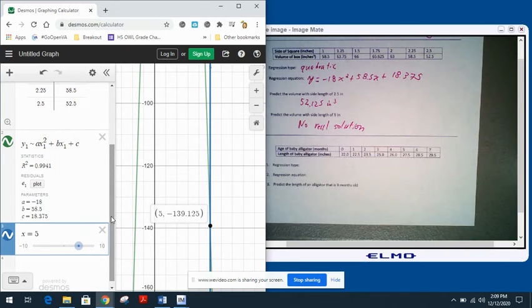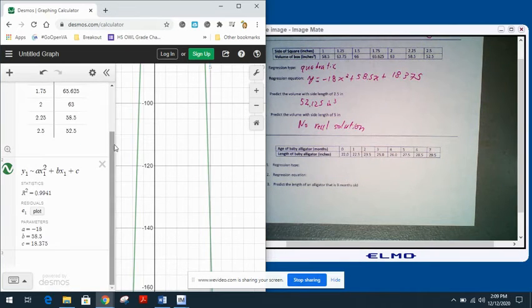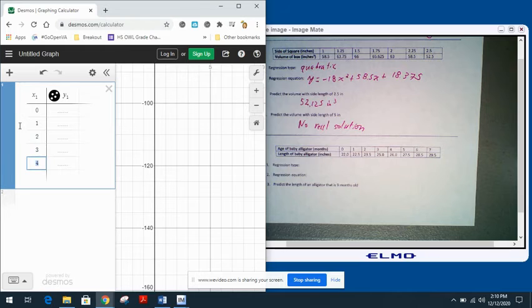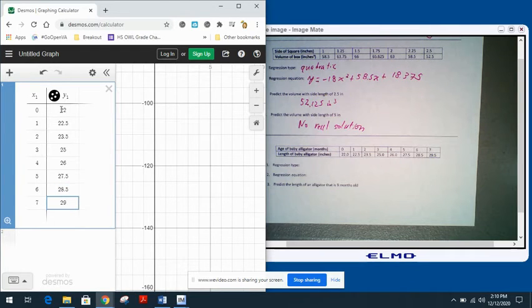Okay, last one. We've got the age of baby alligator in months and the length of the baby alligator in inches. We've got 0, 1, 4, 5, 6, 7. That's 22, 22.5, 23.5, 5, 6, 7.5, 28.5, and 29.5.